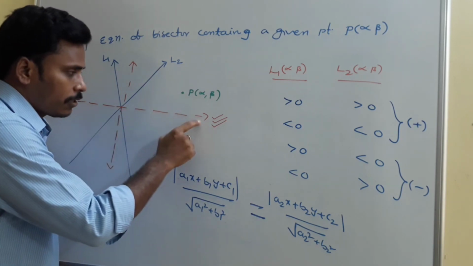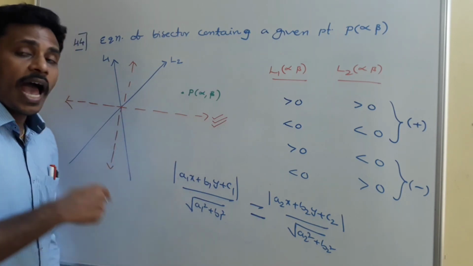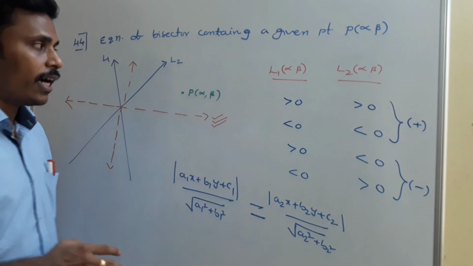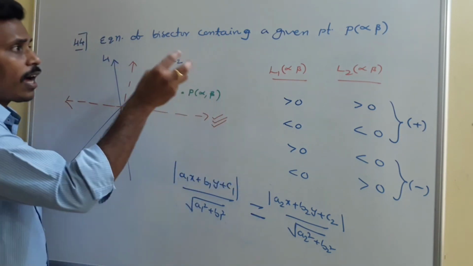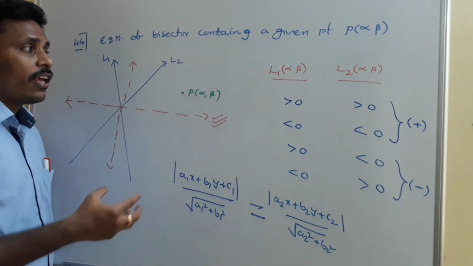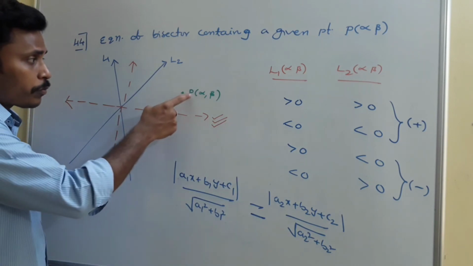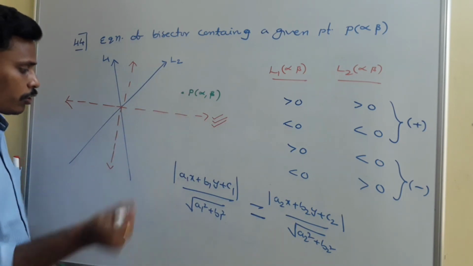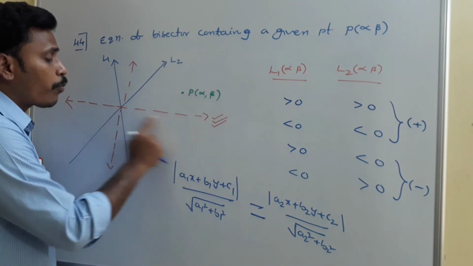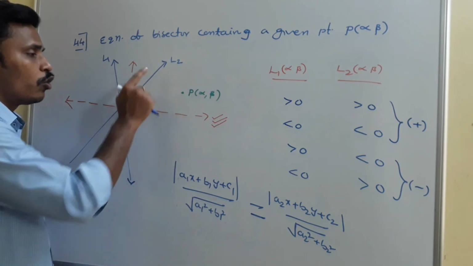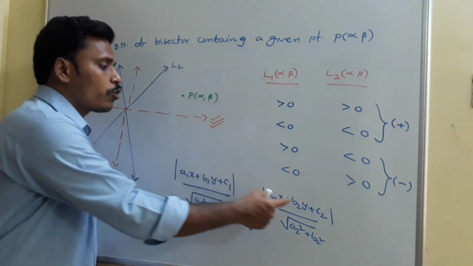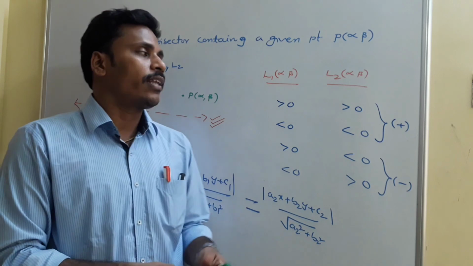See, how can we find this? Whenever you get this equation, either by using plus sign or minus sign, that's what you need to think. So for that, substitute that alpha comma beta in the first line as well as in the second line. If the result is positive in the first line, and the result is also positive in the second line, that means if you take any point in this region and substitute in L1 and in L2, both are positive. So you need to use plus sign to find the equation.